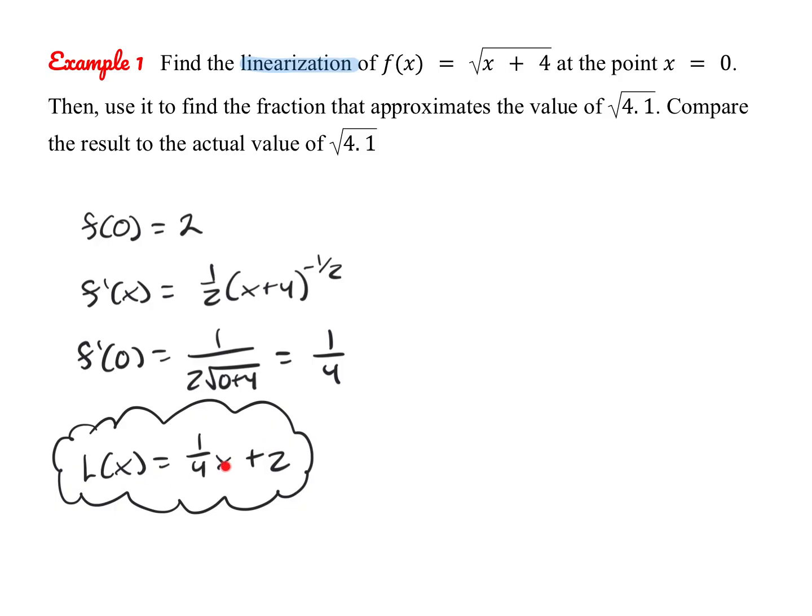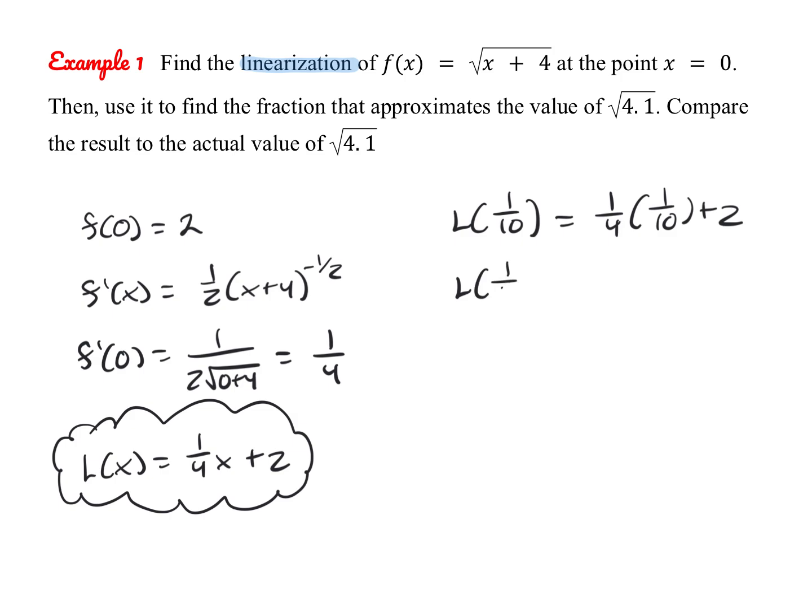And now if I want to use this to estimate the square root of 4.1, I need to be strategic about what I plug in. Here, the inside of my radical is x plus 4. So if I want x plus 4 to become 4.1, that means I need to plug in 0.1, or 1/10, into my linearization function. So I'm not plugging in 4.1. There's already a 4 inside my radical. It's 4 plus x. So if x is 1/10, that gives me an approximation for the square root of 4.1. And because I'm working with a linear function, it's a lot easier to plug in.